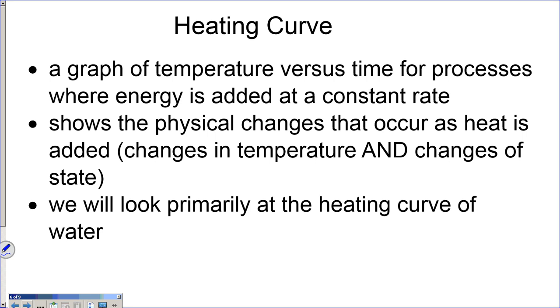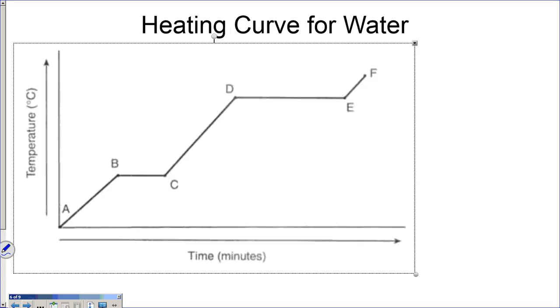So the actual changes in temperature, how the temperature is going up, and it will also show you where there are changes in state. We're pretty much going to look at the heating curve for water. That's one that you need to be familiar with, know the values that go with it. But there is a heating curve for every substance, but maybe the melting point and boiling point are at different temperatures, or it takes a different amount of energy for some of those changes. So hopefully this looks familiar. This is our heating curve for water.